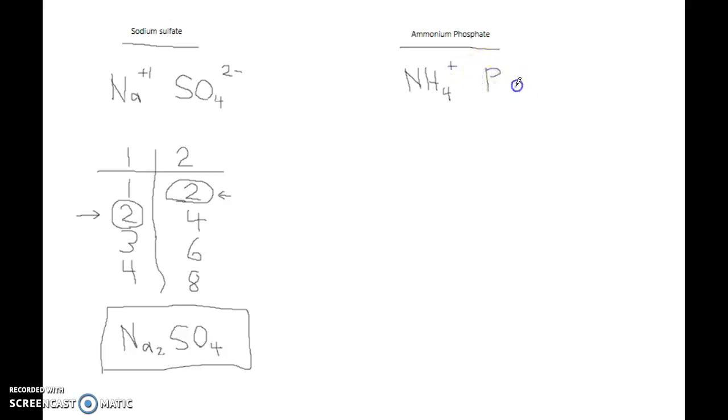Phosphate is also a polyatomic ion, not on the periodic table. And you can tell this from the ATE ending. Anytime there's an ATE ending or an ITE ending, you know that you need to look at your polyatomic ion chart. So PO4 has a 3- charge, and NH4 has a +1 charge. So you can then, at this point, look for the lowest common multiple.